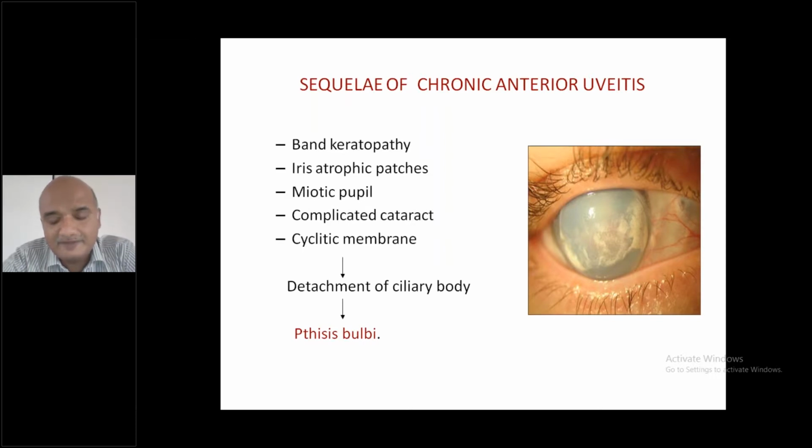The iris is atrophic. Iris can completely get thinned out. That is called atrophy. And there can be myotic pupil, complicated cataract, phthisis bulbi, hypotony. These are all chronic sequelae. Means over a period of time, iridocyclitis has not been treated appropriately. Patient can go into all these complications: band keratopathy, myotic pupil, complicated cataract, phthisis bulbi.